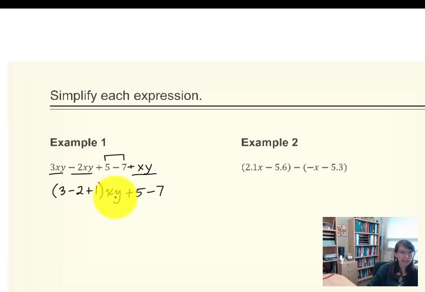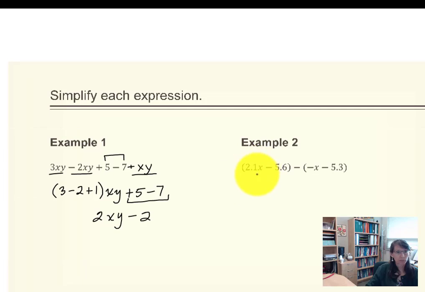So those will also be combined. The amount of xy we have would be 3 minus 2 makes 1. Add 1 more, that's 2xy. And then our positive 5 and negative 7 make negative 2. So our final answer is 2xy minus 2.